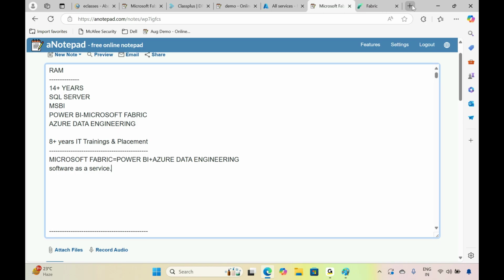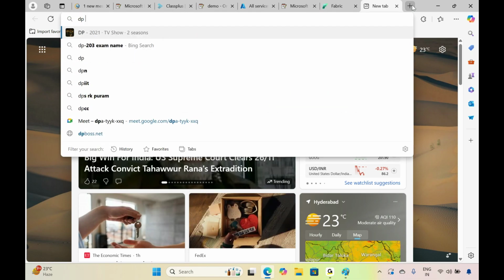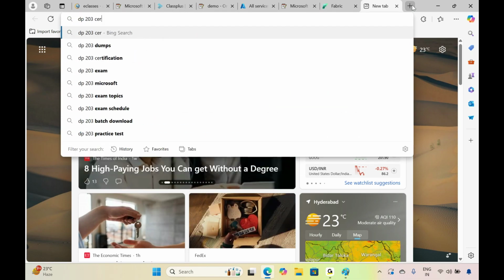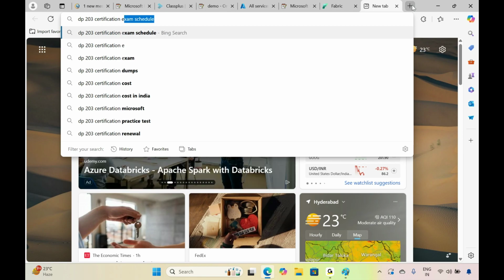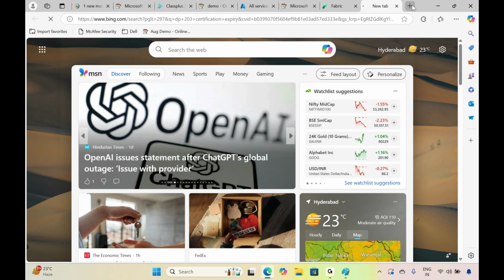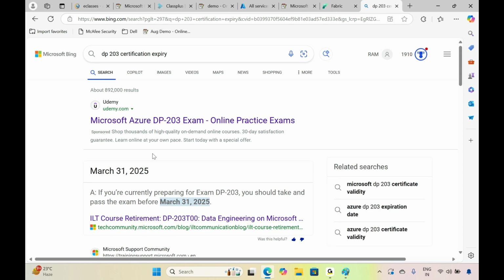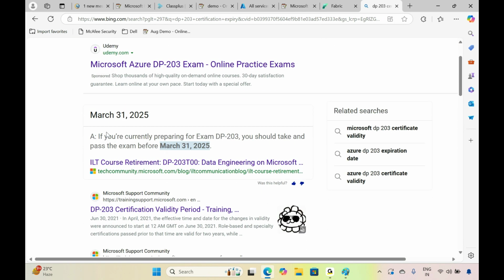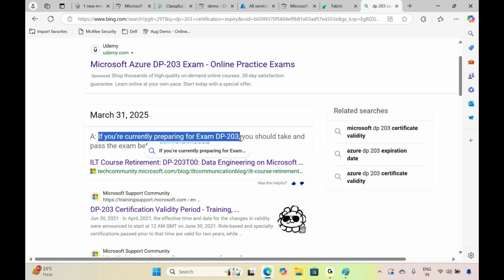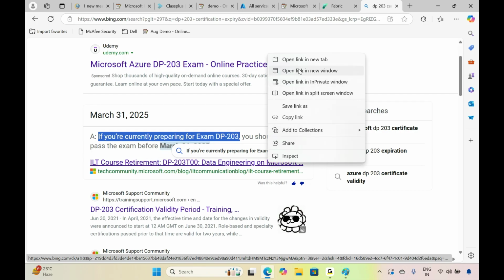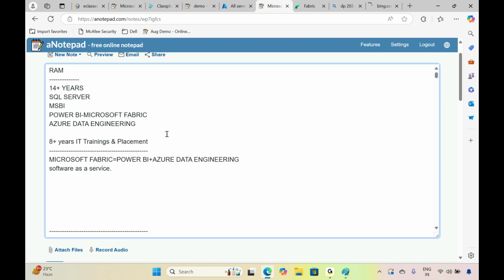The evidence is the DP203 certification expiry. See here, if you are currently preparing for the exam DP203, what do you mean by DP203? DP203 is Data Engineering on Microsoft Azure. Okay, that means the Azure Data Engineering course certification exam is DP203.